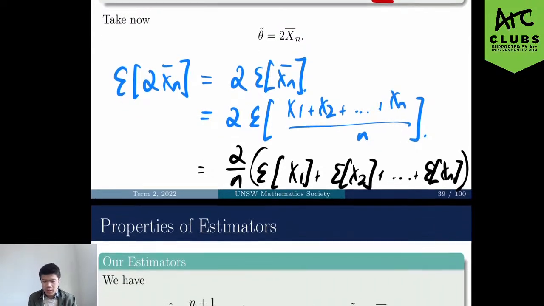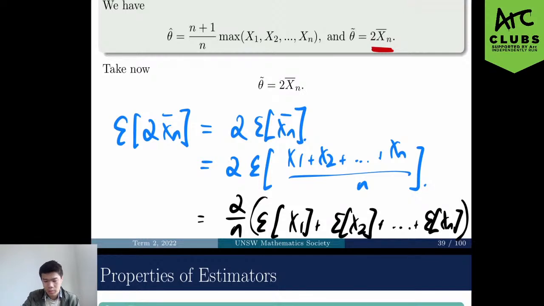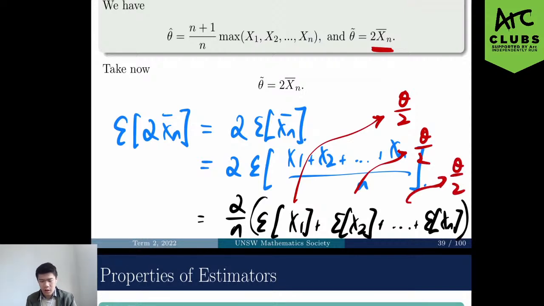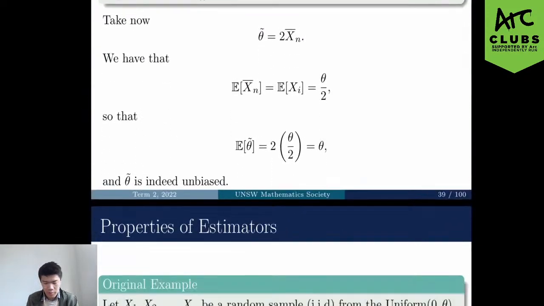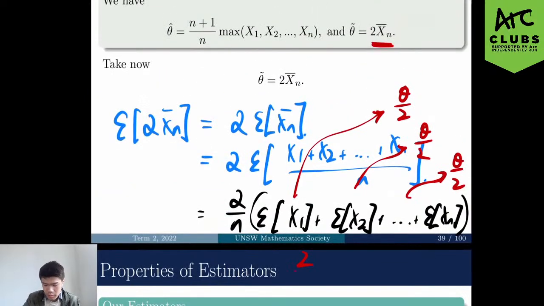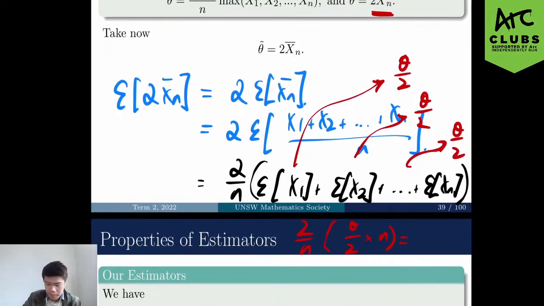Right, and each of these, because it's uniform 0 theta, will be equal to theta on 2. So basically this just becomes 2 on n times theta on 2 times n. And if you cancel this all out, you just get theta.